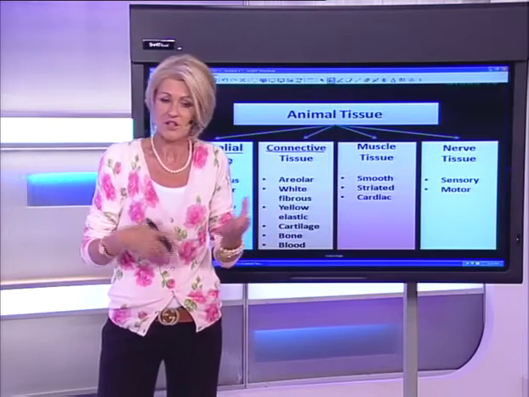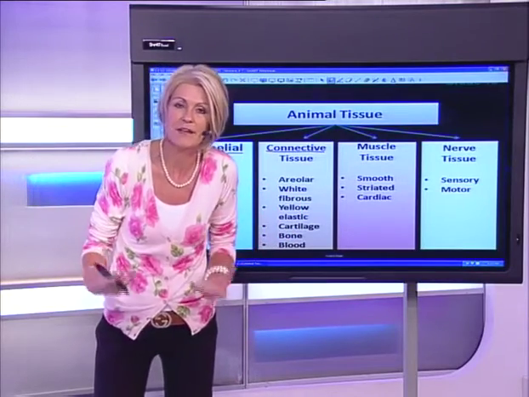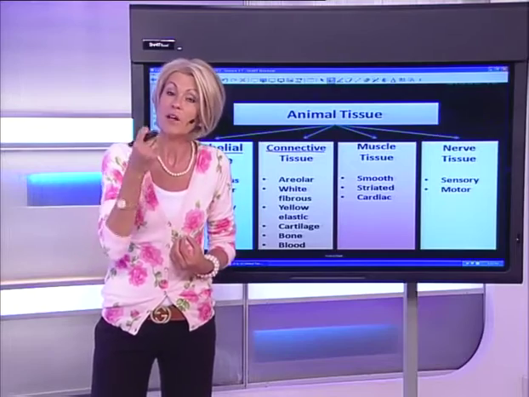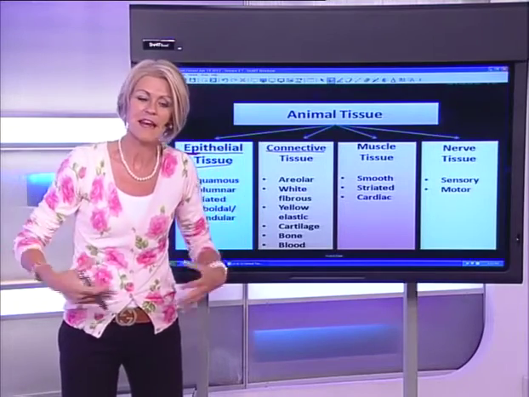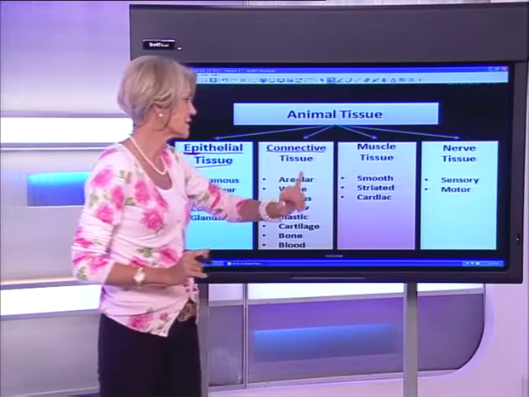It's made up of a whole bunch of cells and plasma. How can it be classified as connective tissue? It is, because it flows in the blood vessels that connect everything in our body. All right, then we look at muscle tissue.